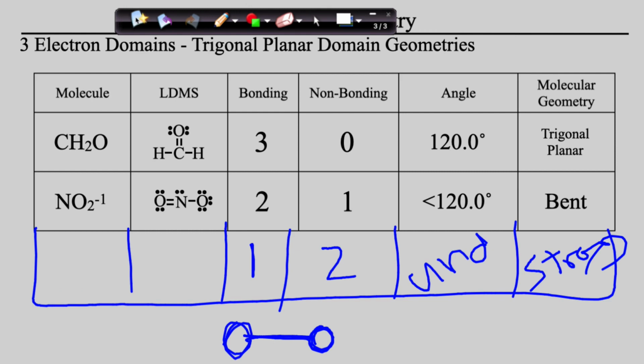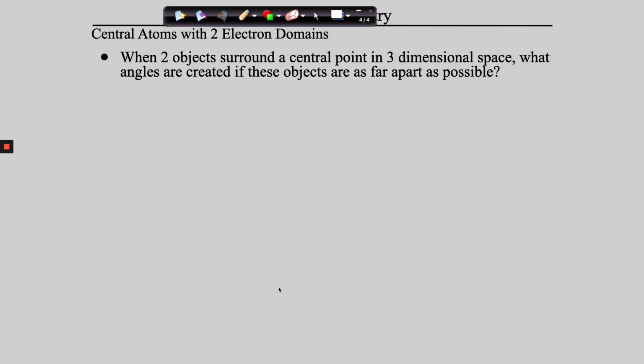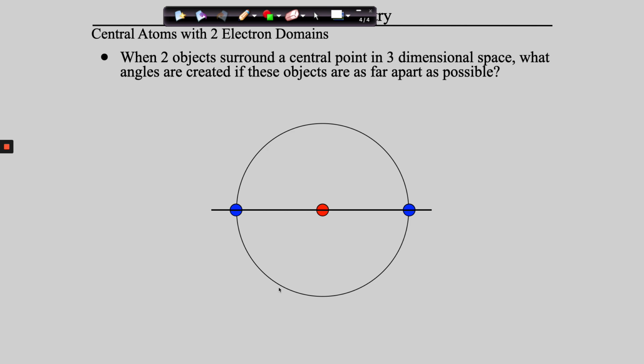Let's wrap this up. All right, guys, last question. Two things, three-dimensional space, all spread out. 1, 2, what's the angle now? 180 degrees. And guys, these things are all in a line, so we call this linear. Now guys, we're only going to look at one example, so let's do that now.